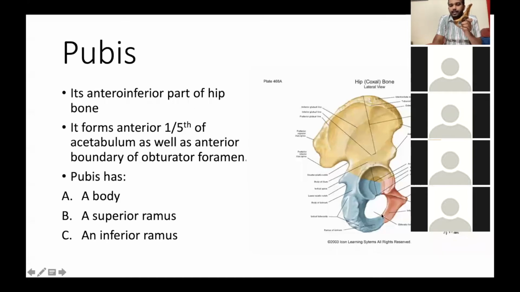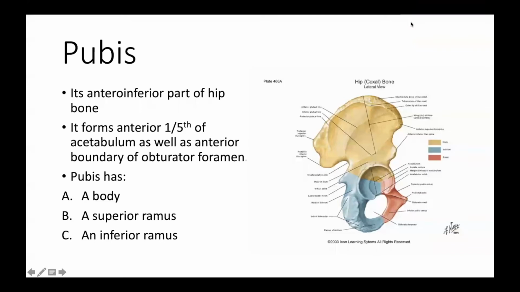Now, if you see here, this is the pubis. In the slide you are seeing this is the pubis. The pubis forms about the anterior one-fifth of this acetabular fossa, and not only that, it forms the anterior boundary of the obturator foramen. This one, can you see here? So this red colored structure is the pubis, and this pubis has three things.